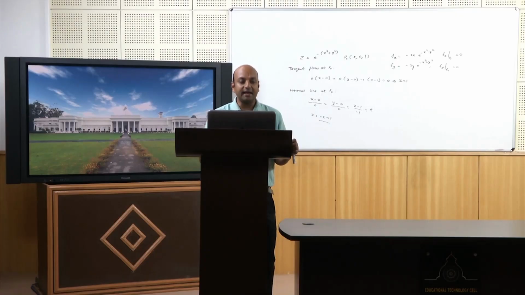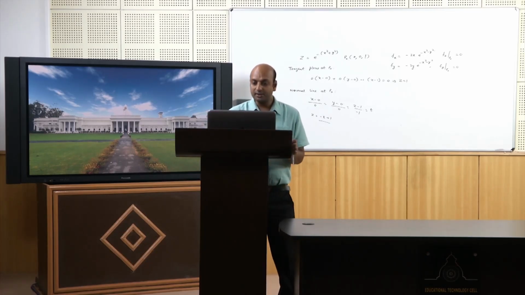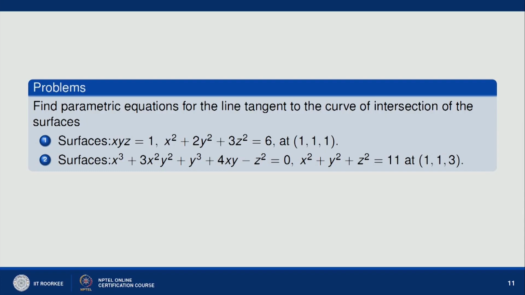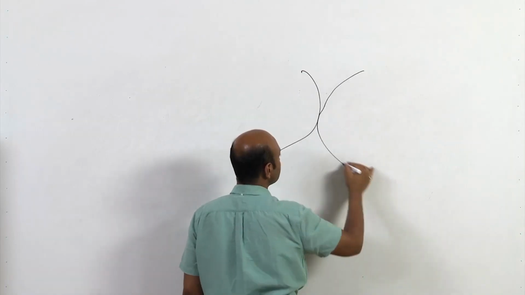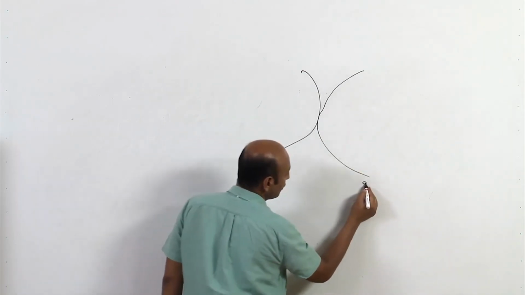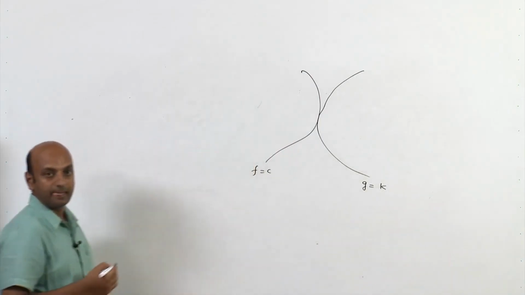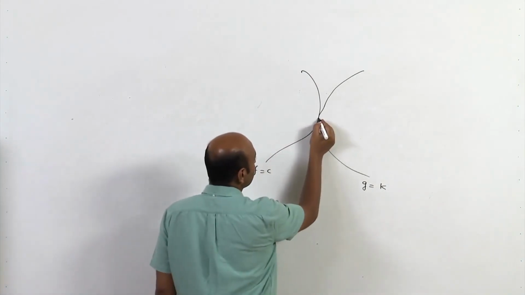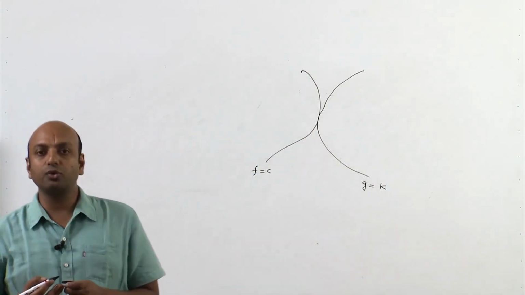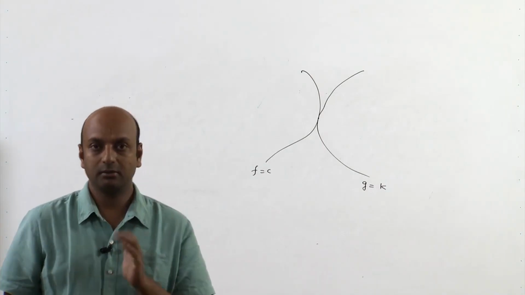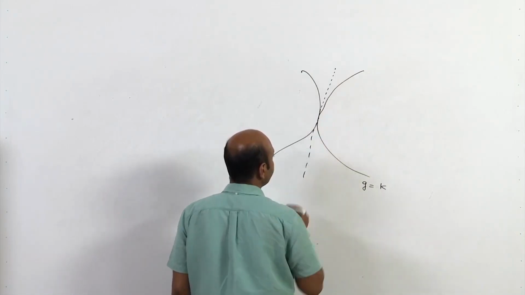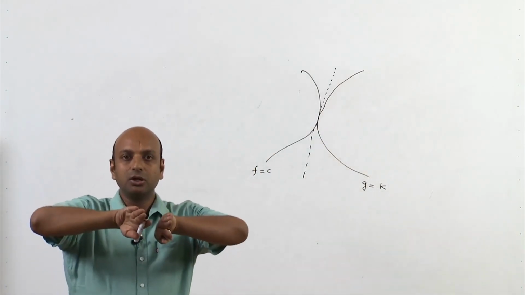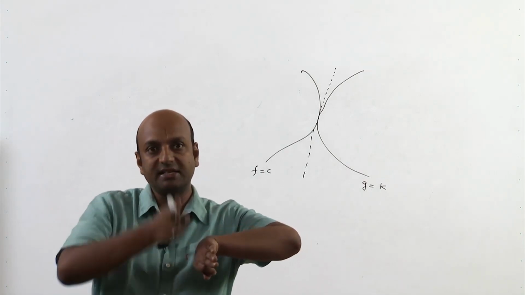Now, how to find tangent line to the curve of intersection of surfaces? Okay. Now, let us discuss this thing. Now, suppose you have two surfaces. This is one surface and this is second surface. This is f equal to c and this is g equal to some k. Okay. And this is the point of intersection. At this point of intersection, you are interested to find out the equation of tangent line. It will be some tangent line, because two surfaces are intersecting each other. So it will give a tangent line.